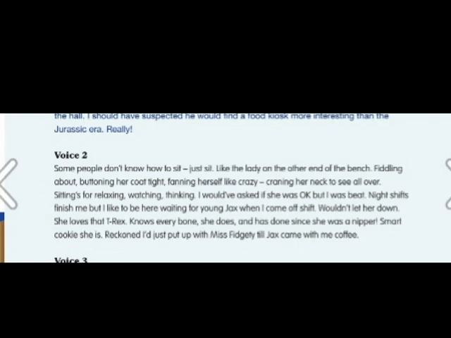Voice 2. Some people don't know how to sit. Just sit. Like the lady on the other end of the bench, fiddling about buttoning her coat tight, fanning herself like crazy, craning her neck to see all over, sitting for relaxing, watching, and thinking. I would have asked if she was okay, but I was bit. Night shift finished me, but I like to be here waiting for young Jax when I come off shift. Wouldn't let her down. She loves that T-Rex, knows every bone she does, and has done since she was a nipper. Smart cookie she is. Reckoned I would just put up with Miss Fidgety till Jax came with me coffee.